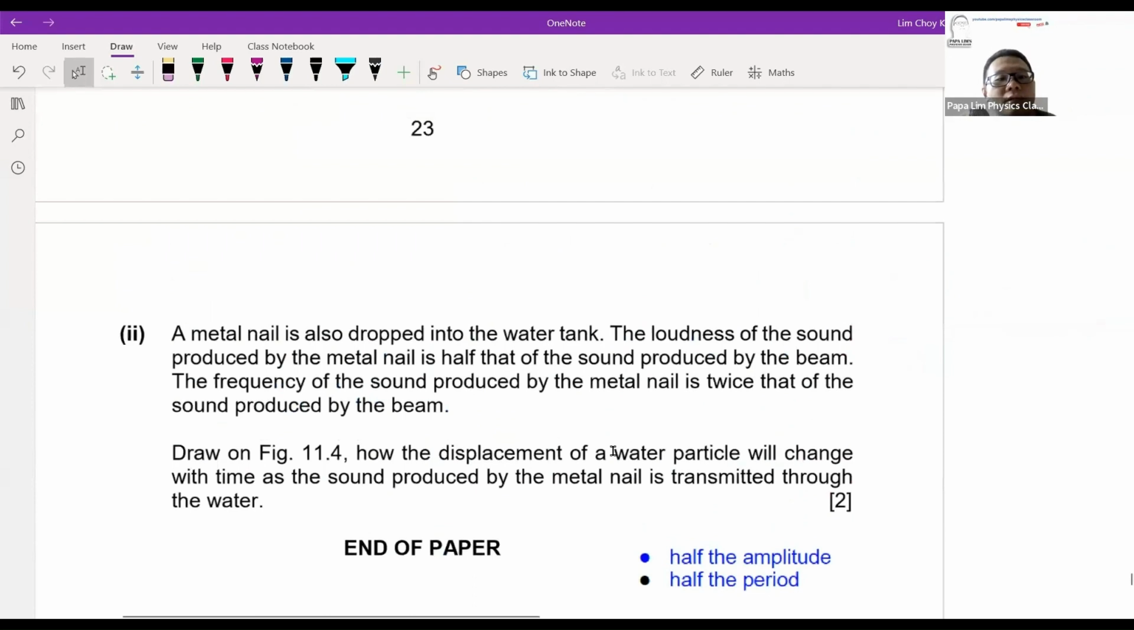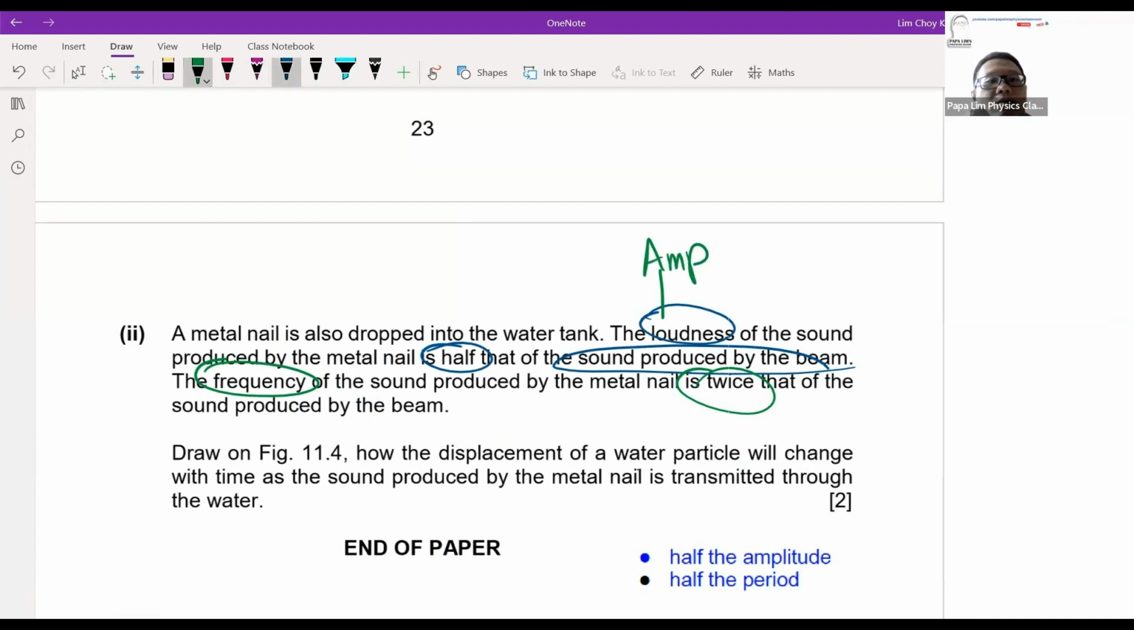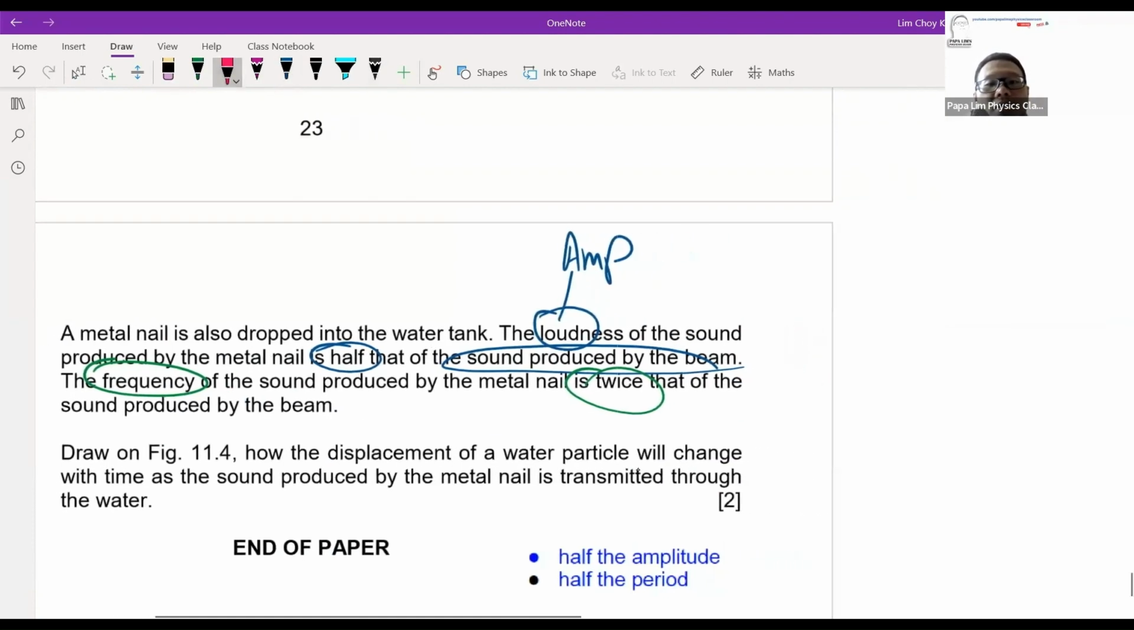Now, part 2: the nail is dropped. The sound produced is half the sound produced by the beam, half the loudness. Then the frequency is twice that of the beam. So when we talk about loudness, we are looking at amplitude, and we are looking at frequency.